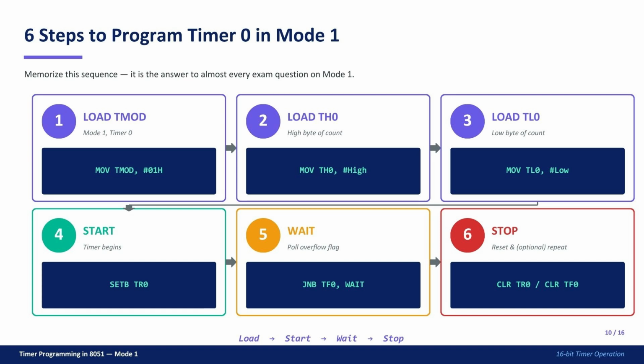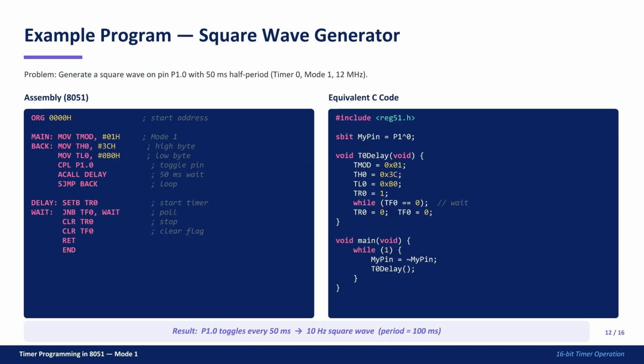Then we keep monitoring the TF0 flag. As long as it's 0, the timer is still running. When it becomes 1, the overflow has happened and our delay is complete. Then we are going to clear TR0 to stop the timer, and also we will clear TF0 to reset the flag, and if the delay must repeat, we will reload TH0 and TL0 and go back to the loop. Now let's see a problem statement.